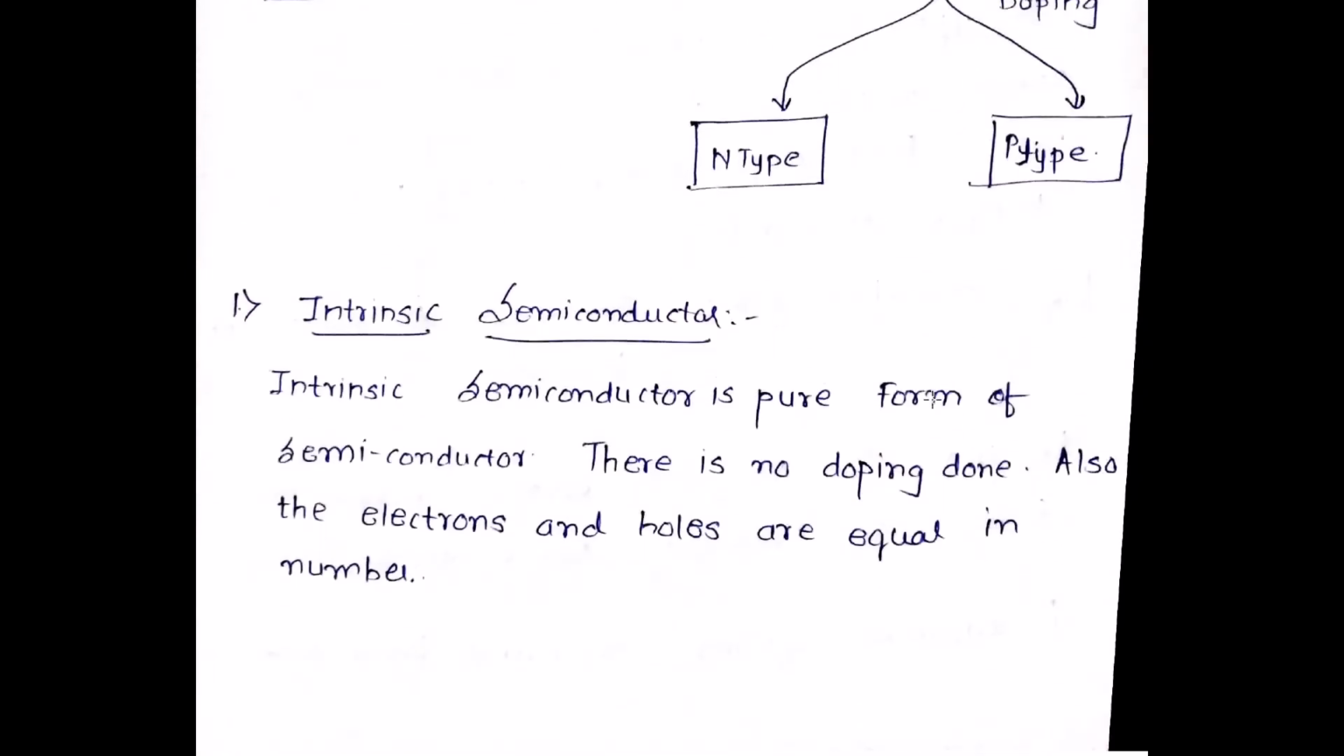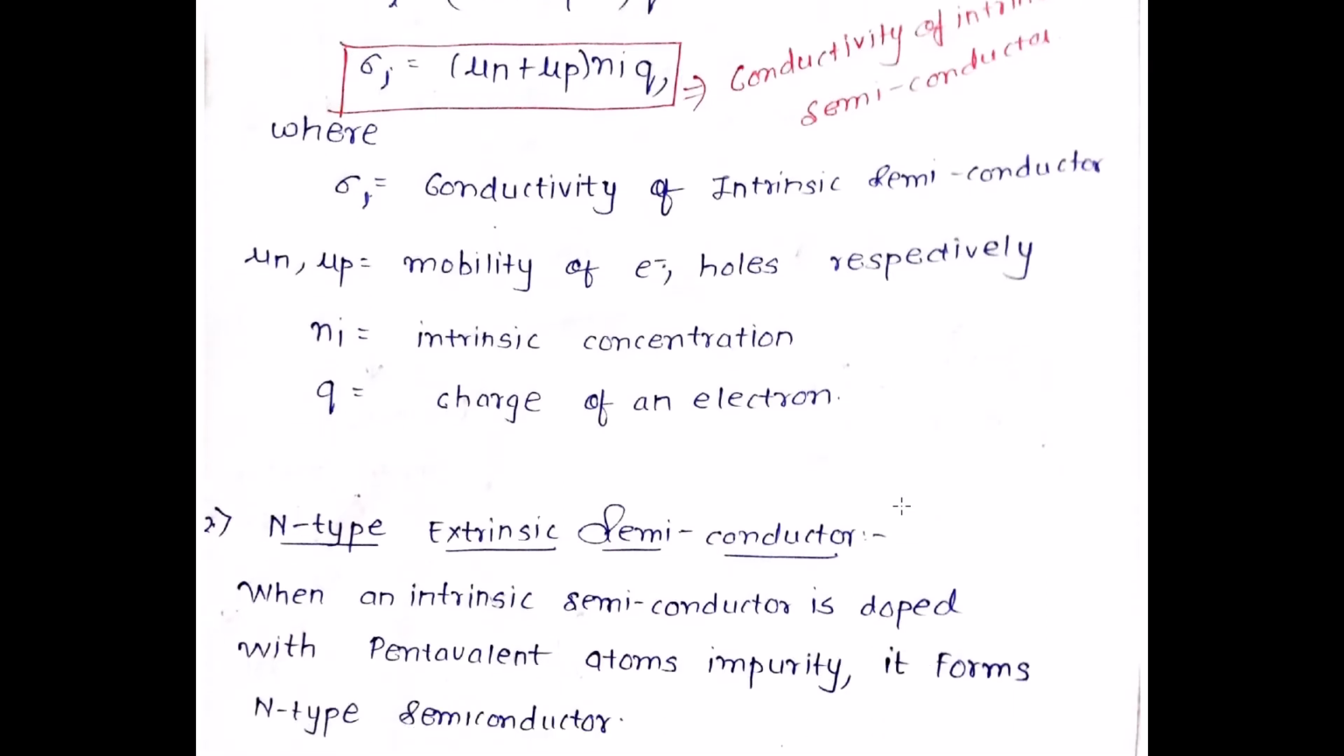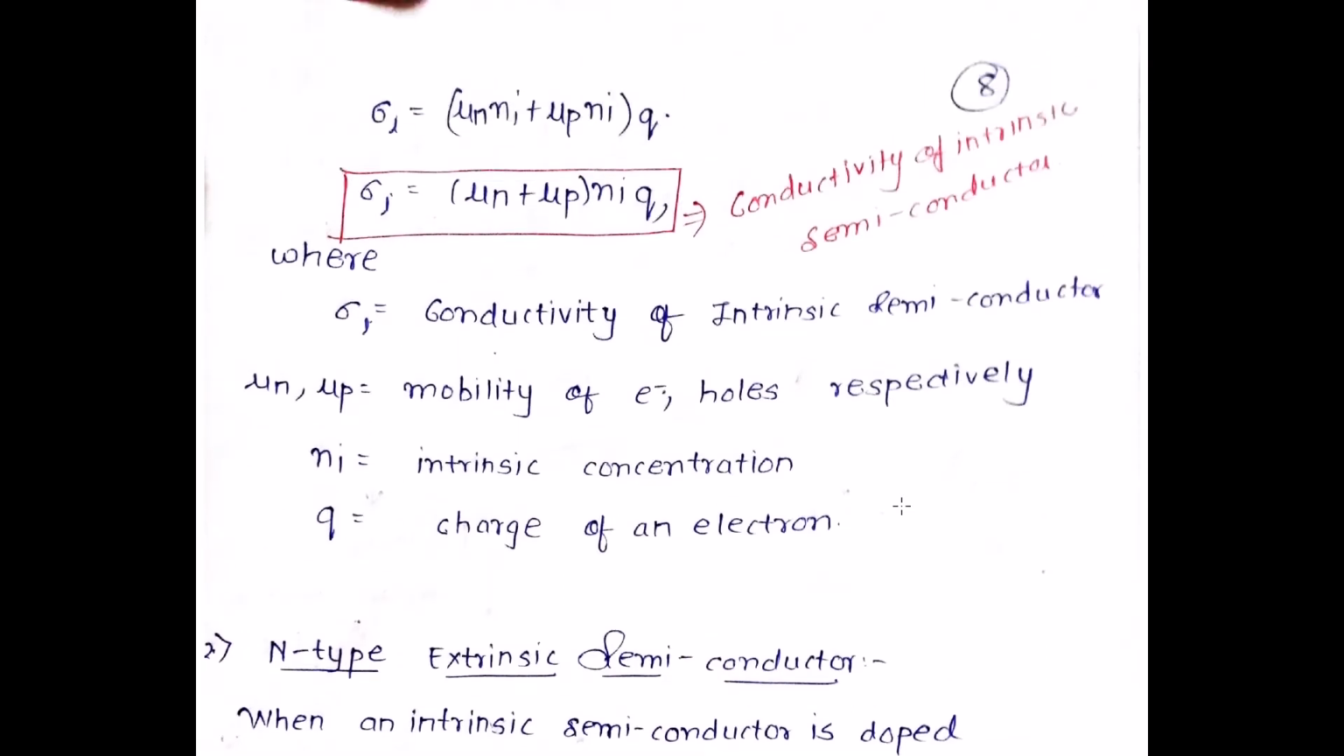Now the intrinsic semiconductor is basically a very pure form of semiconductor. There is no doping done in such a semiconductor. Whereas if I talk about extrinsic semiconductors, there is a certain amount of doping which is done.